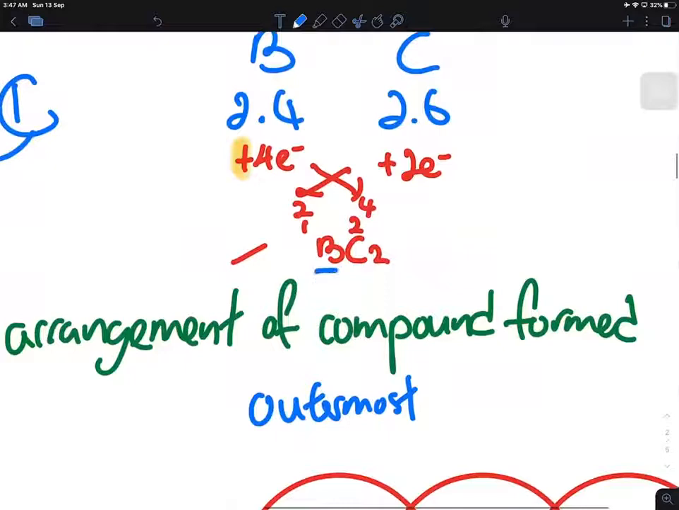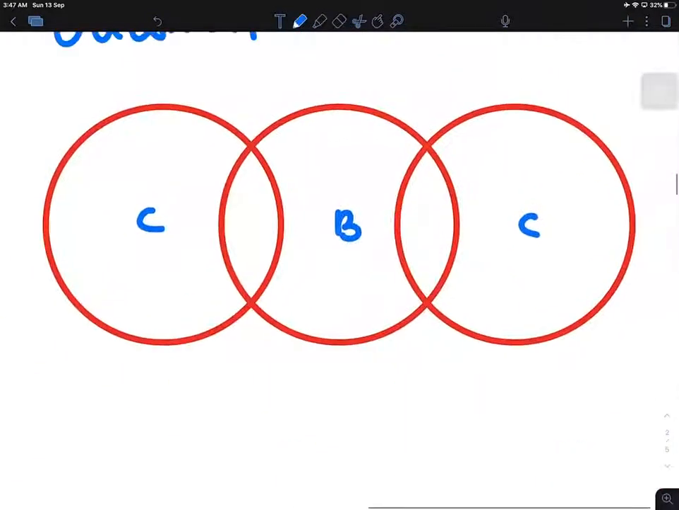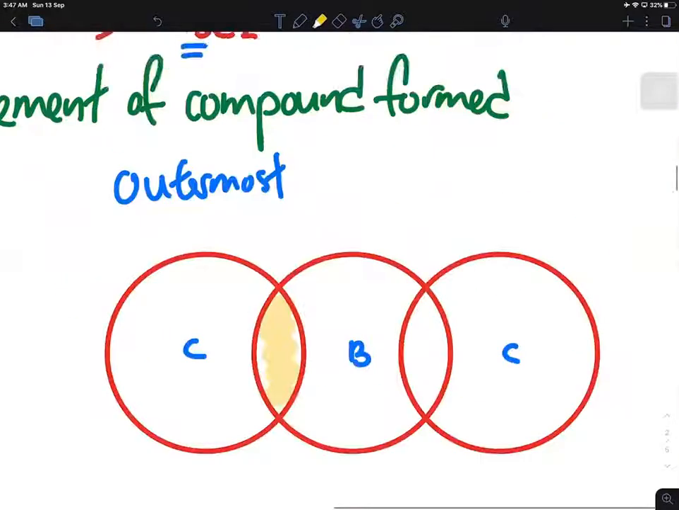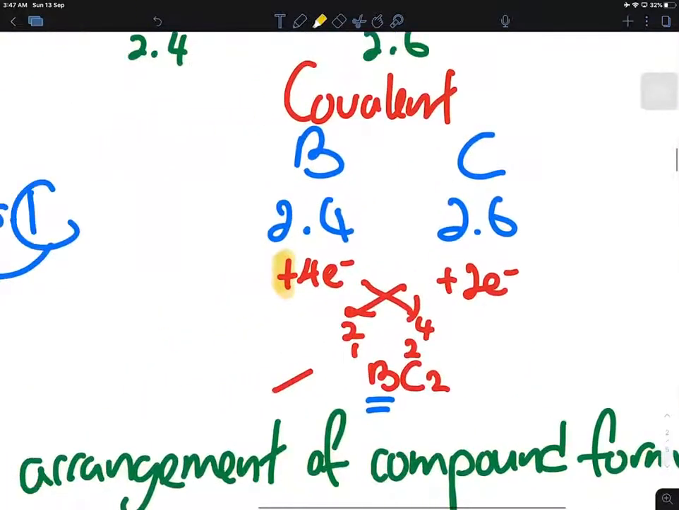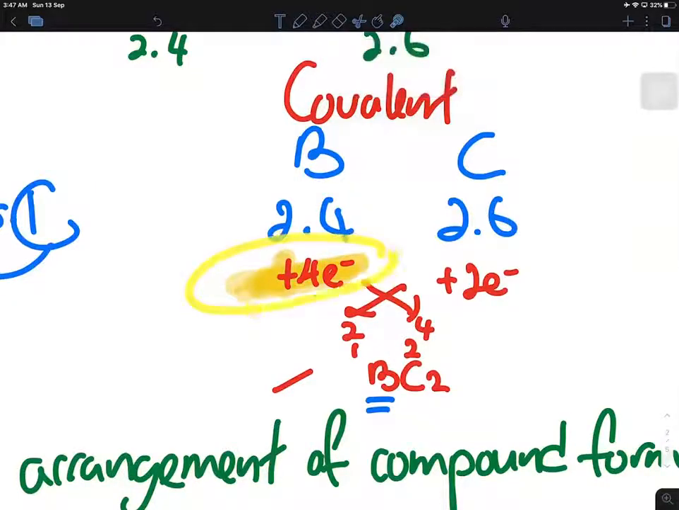BC2. So let's start from B. How do I know how many electrons should be placed at this part, this area where they share electrons? So I go back to my atom B. It needs 4 electrons. So needs 4 electrons means it is going to contribute. If I need 4, I will take out 4 to share.